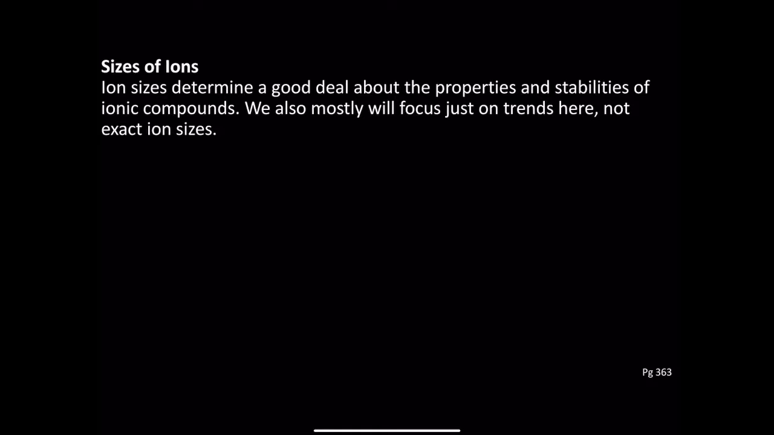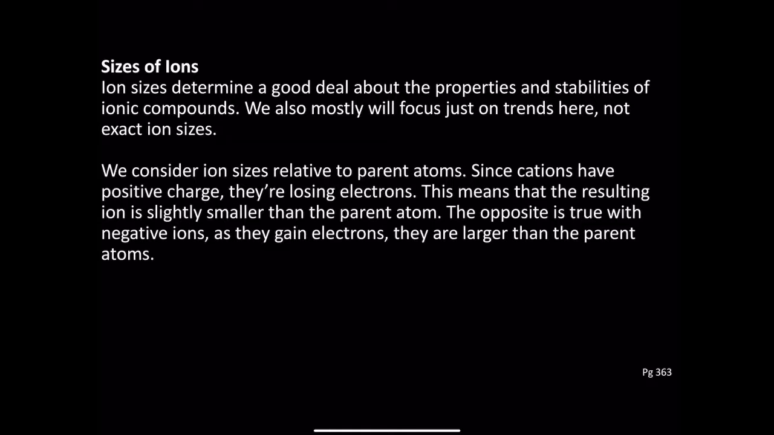So now let's look at the sizes of ions, okay? The actual sizes that they are. They determine a good deal about the properties and stabilities of ionic compounds, and we'll mostly focus just on trends here, not exact sizes. So we consider ion sizes relative to the parent atoms, okay? So we're not looking at them relative to one another, to differing atoms necessarily, but we look at them compared to the neutral atom itself, so the atom that hasn't gained any electrons or given any electrons.